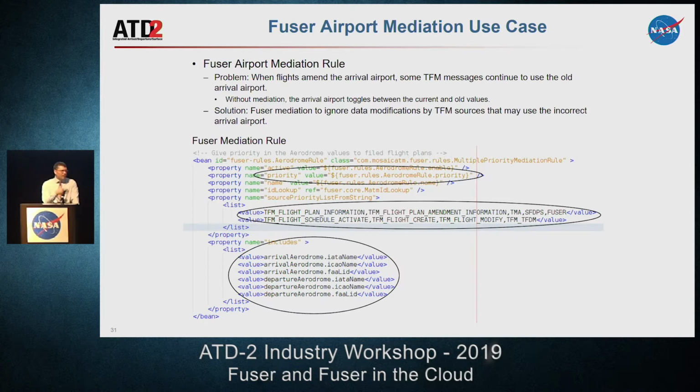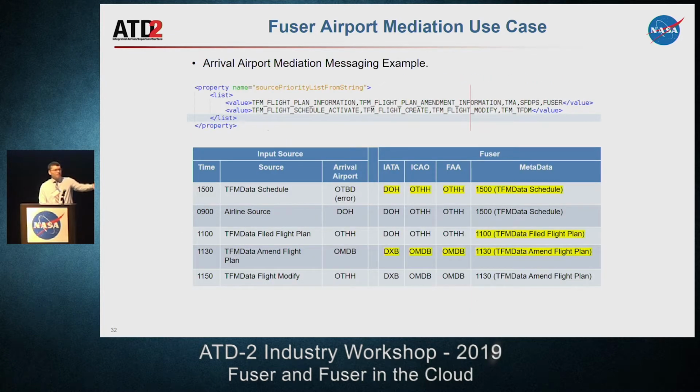So we define a rule that says, okay, the flight plan amendments are pretty consistent. They're getting it right. The flight modify and a few of these other messages are the ones that are showing the bad data. So let's favor the flight plan amendments over the other ones, and that's what we're defining there. And so what ends up coming out of this is, I got this first message, it was OTBD, which is basically in the OAG schedule, so that actually was not the correct one.